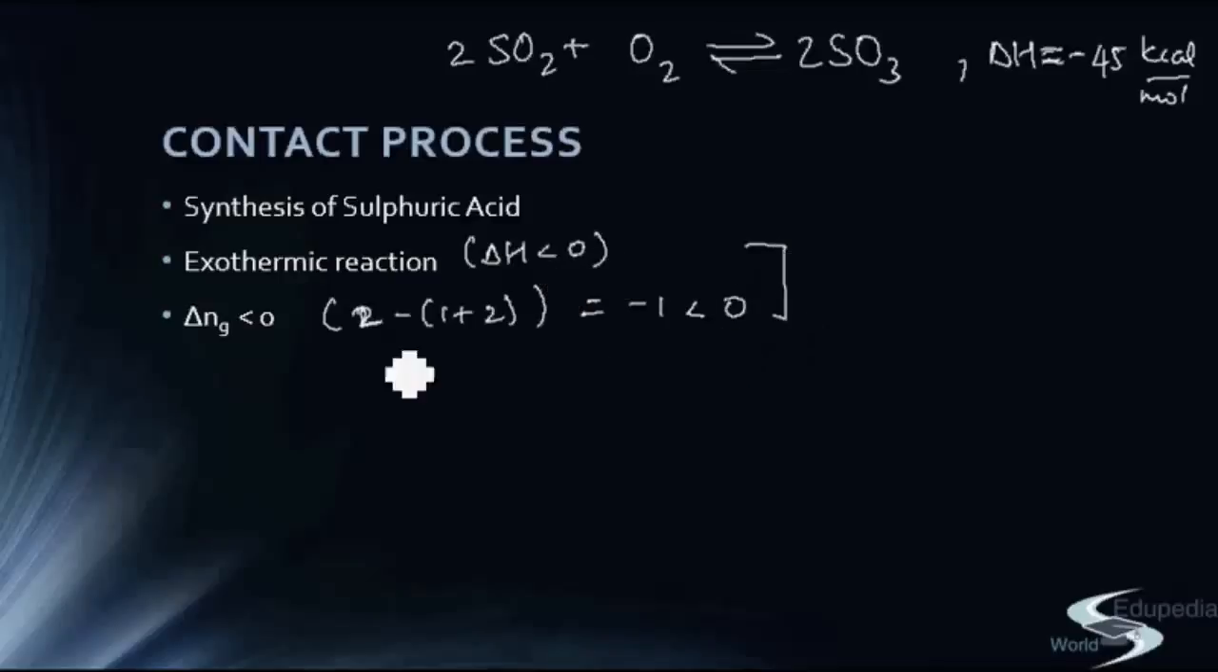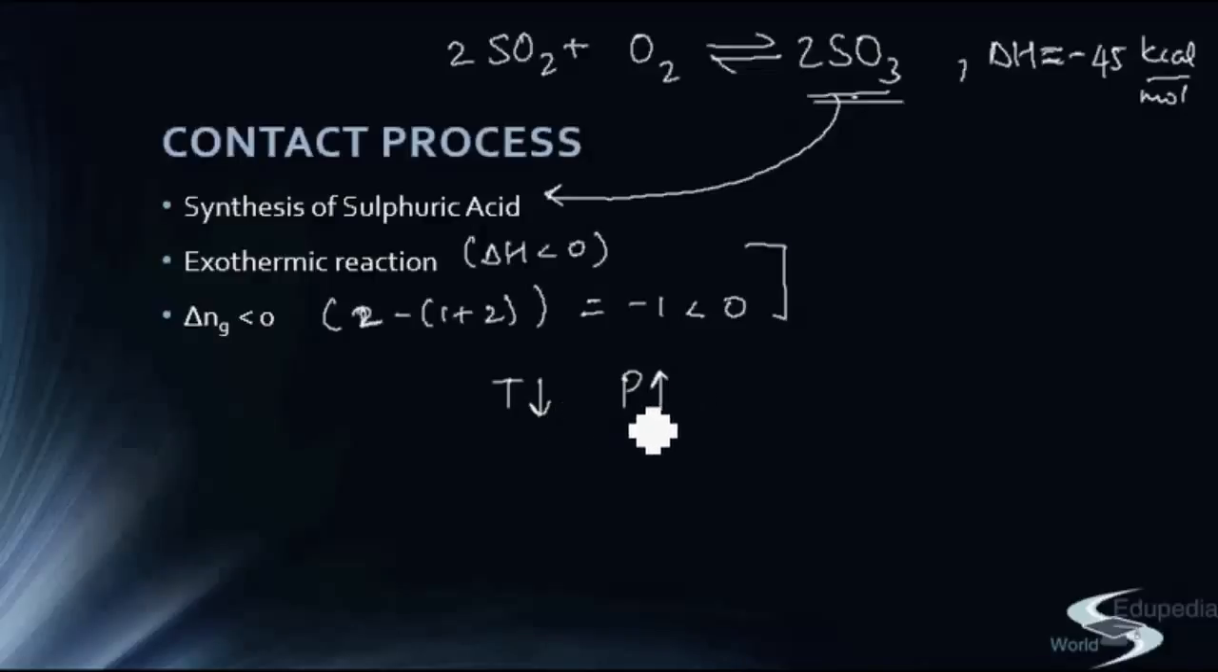So once again, since delta Ng is less than 0 and delta H is less than 0, just like Haber's process, this reaction will move in the forward direction, that is, it will form more and more product SO3, which can later be converted into sulfuric acid to get our ultimate product. More and more SO3 can be formed by decreasing the temperature, by keeping very low values of temperature, and by keeping very high values of pressure. But once again, since low temperatures are not preferred for chemical reactions usually, we will instead keep moderate temperatures.